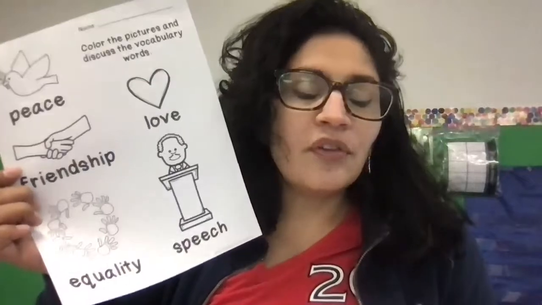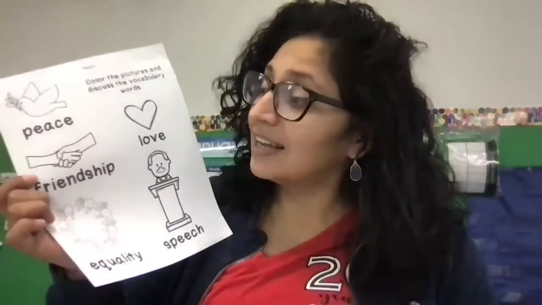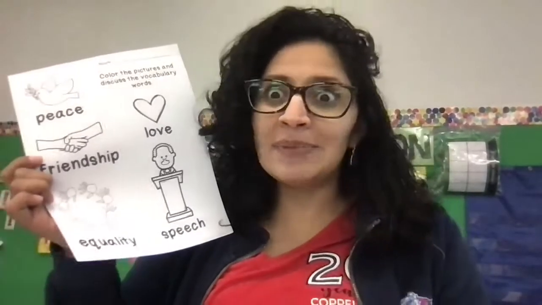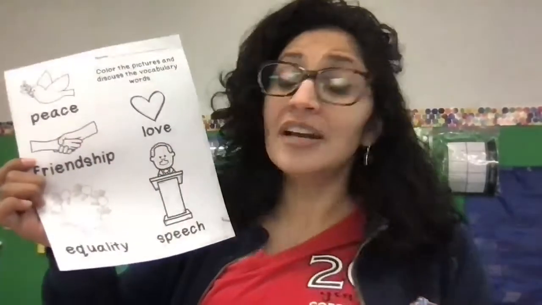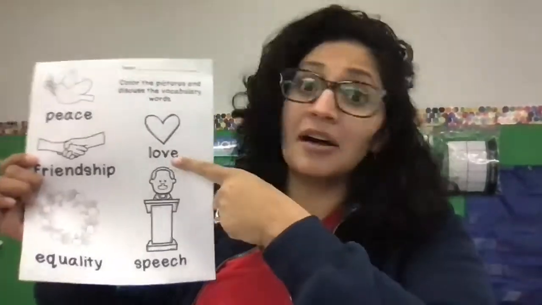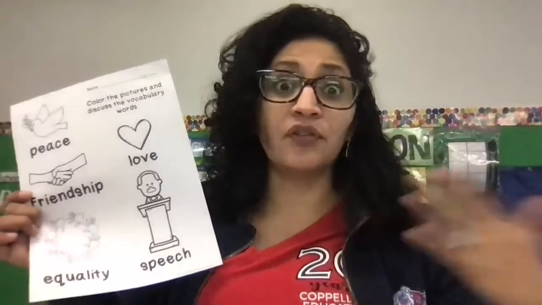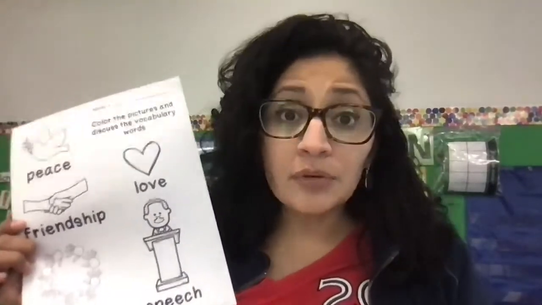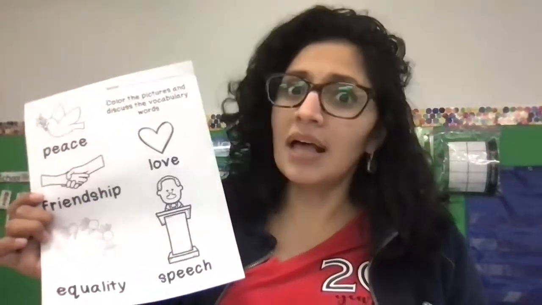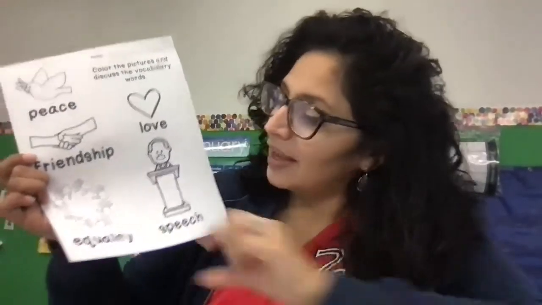Friendship. Well, you know all about friendship because you have all these friends in class. And friends come in all different sizes, shapes, colors. So you can color your hand and then the hand of your best friend. Love. Love above all. Love for your family, love for your friends, love for your pets, love for your teachers, love for your community, love for your country. That's all love. And so you would decorate that heart just like you want to.